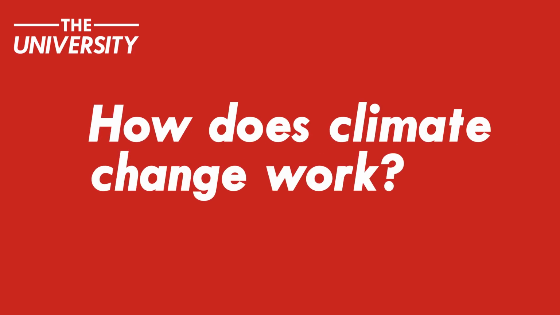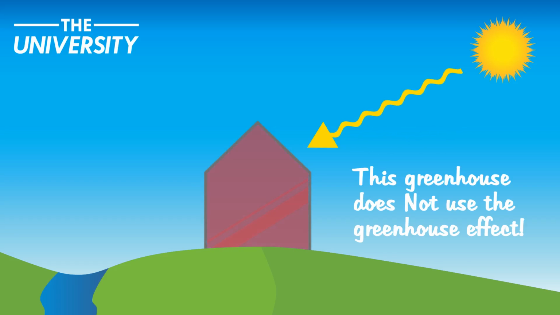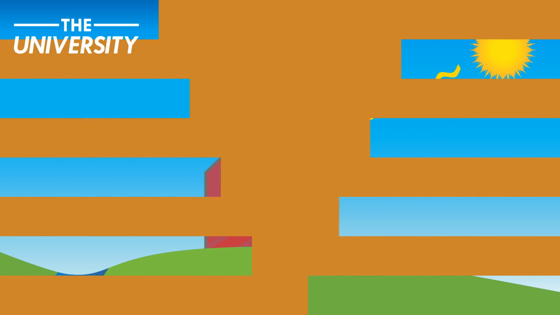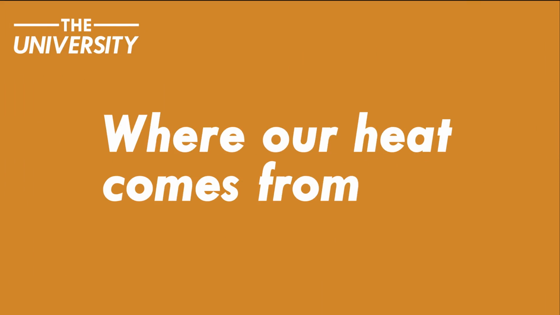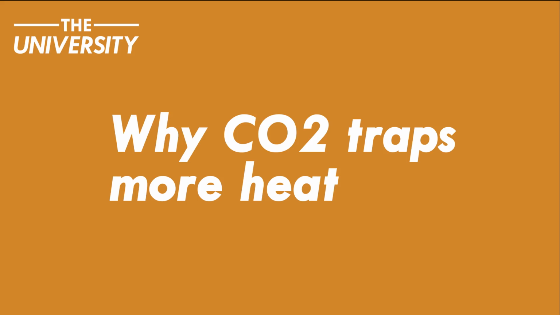We hear a lot about climate change, but how does climate change work? One of the main components of climate change is the greenhouse effect. That is what we are going to look at today. To understand the basics of the greenhouse effect, we need to understand the following: where our heat comes from, how heat is trapped by our atmosphere, and why CO2 traps more heat.